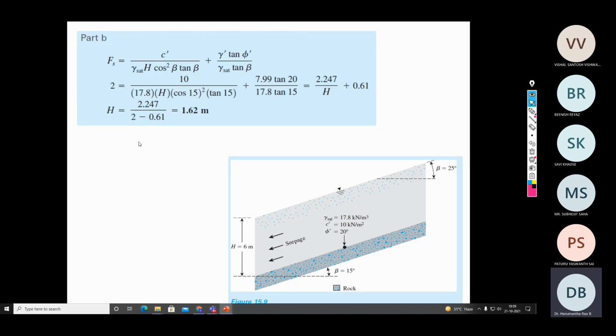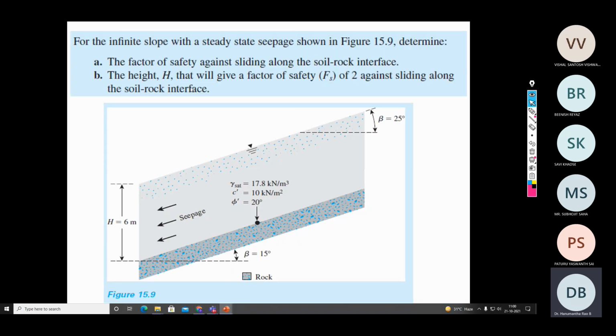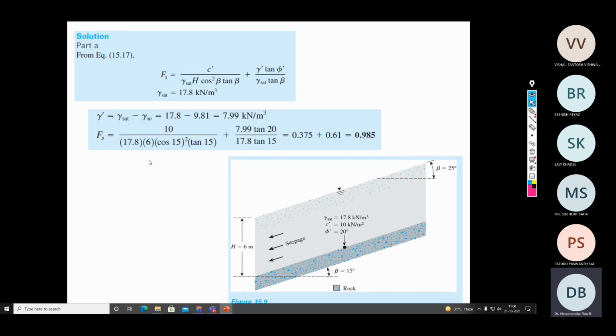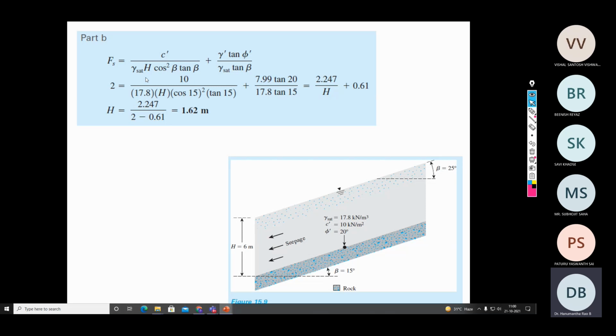Okay. The second part of this question is the same thing, part B. If Fs is equal to 2, what is the height of the slope? If Fs is equal to 2, so just read the sum. The height h that will give a factor of safety against sliding along the soil rock interface. So here simply substitute Fs as 2 and back calculate the h value. So 1.62 meter.